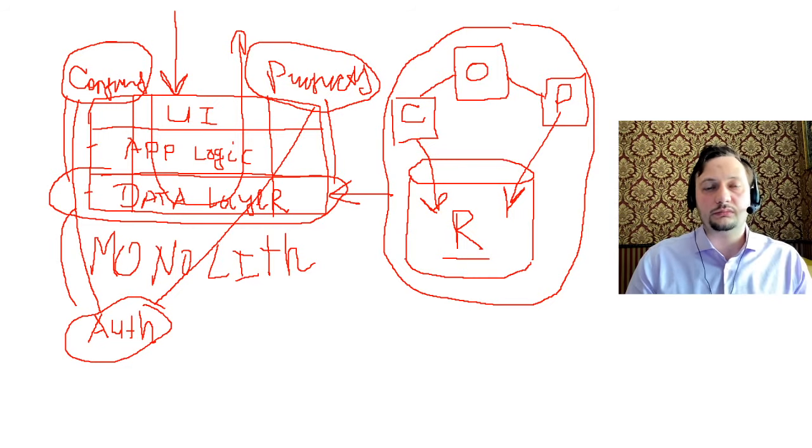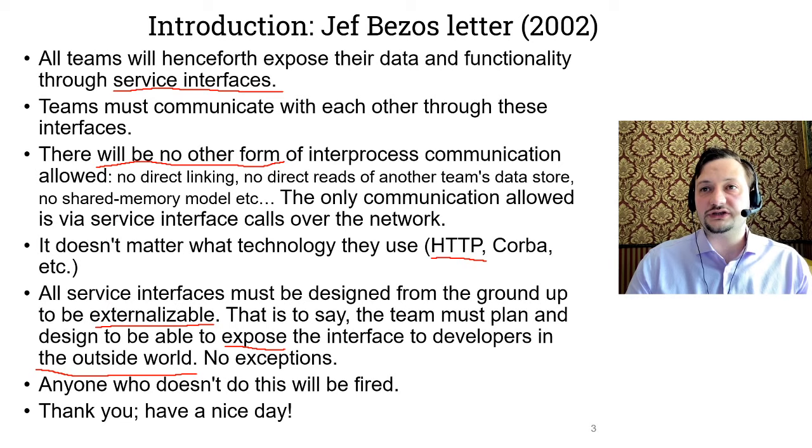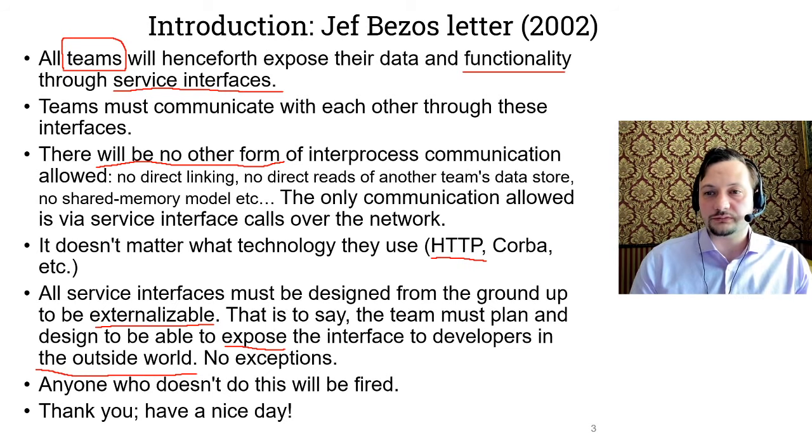And that was the problem before this letter. As we remember, this was the Jeff Bezos letter in 2002, and he said that now we would not use this big monolithic system. Each of the functionality of the teams, so you see here that he places the teams as a key element of the piece of the infrastructure. And they should export their data and functionality through the service interfaces.